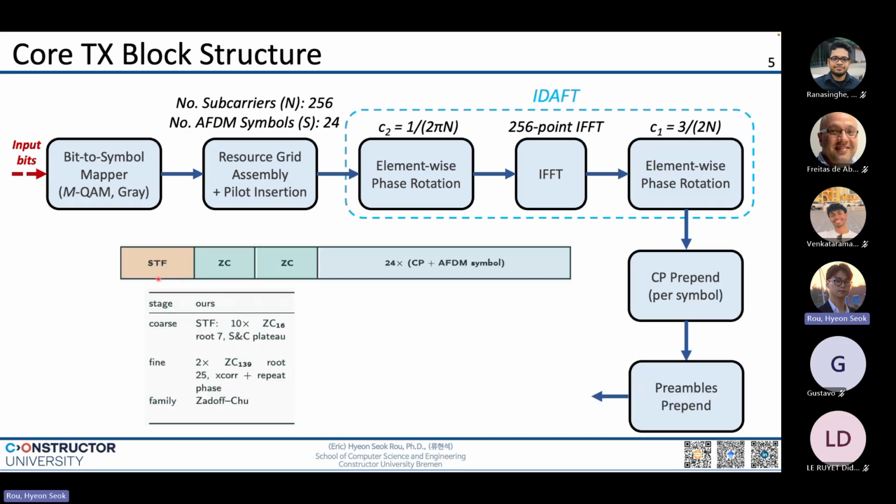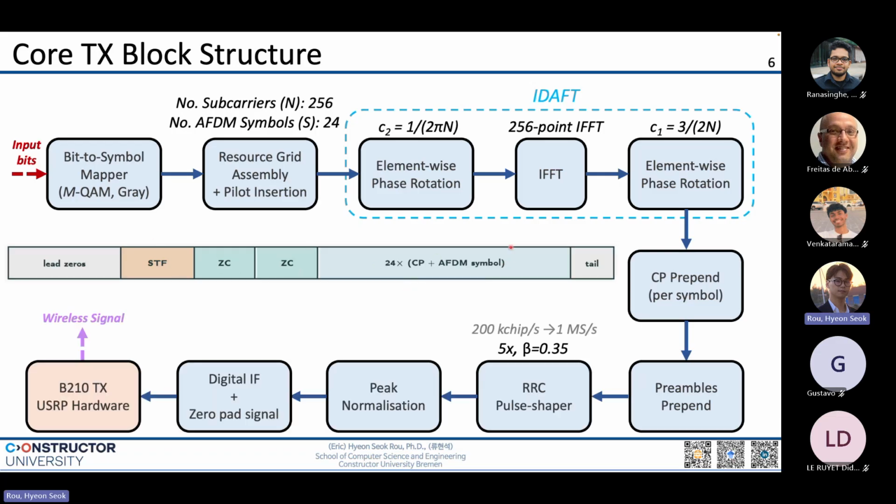So here, the preambles that I used for synchronization and CFO correction are a single STF block and two Zadoff-Chu sequences. The first one is a long block, performed for a coarse synchronization. Then we have two Zadoff-Chu sequences that are used for the correlation and then perform the fine tuning of the CFO and the synchronization. And we have the data, or 24 symbols of AFDM, following that.